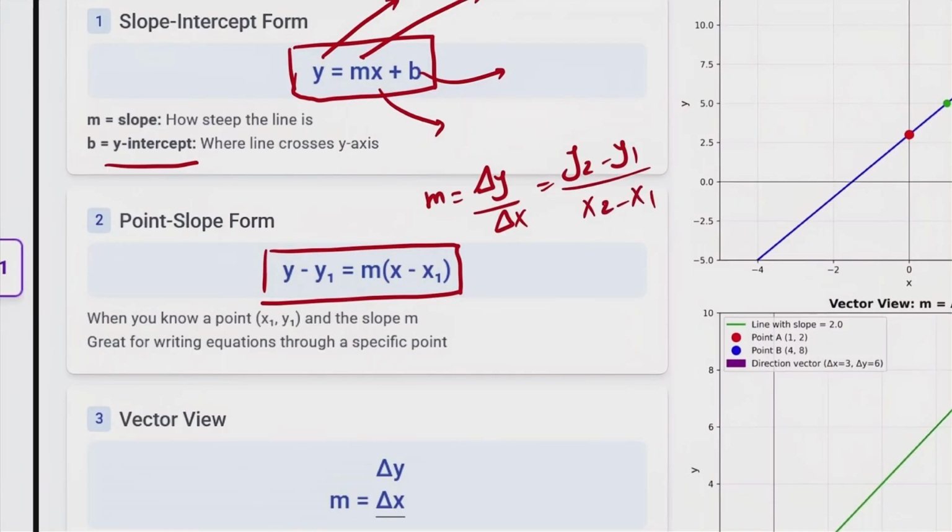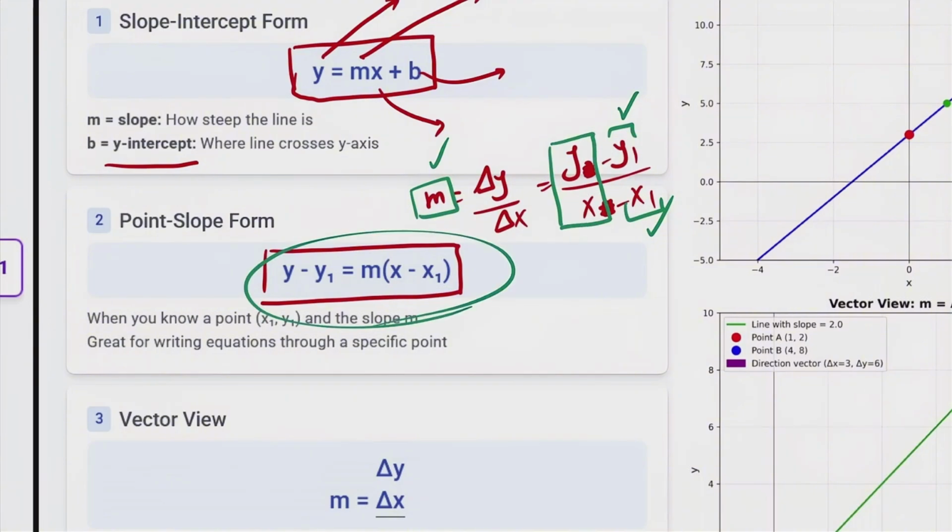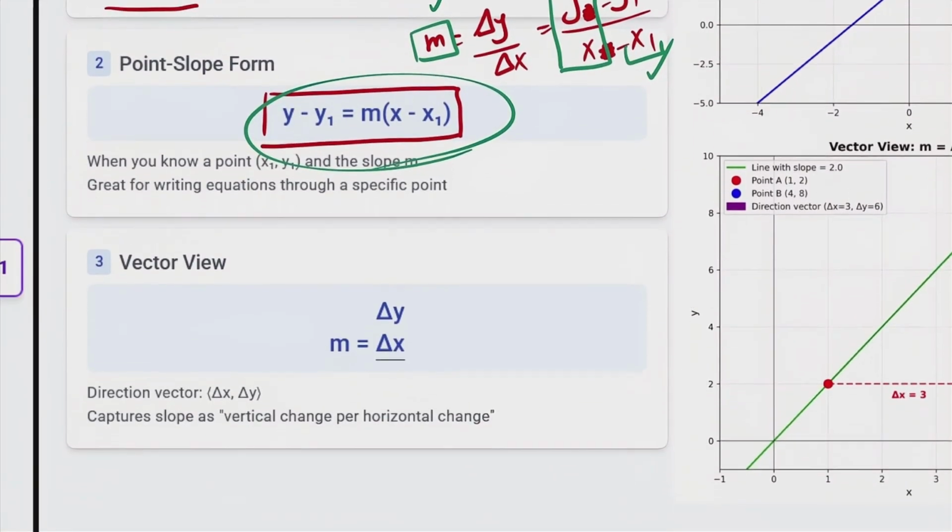At this point, my second point is unknown. It means I don't know anything about it. It's just y and x. So how can I find it? Let me use another color. My slope is known. My first point y1 is known. My first point x1 is known. And I can find a relationship between y and x for the second one, which is going to be something like this. By using that, I can find any point that I like.